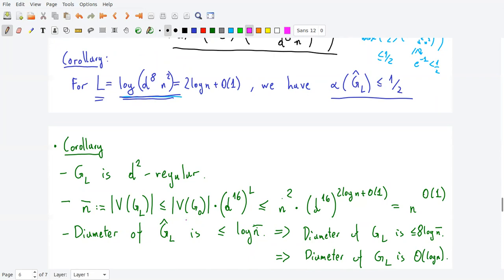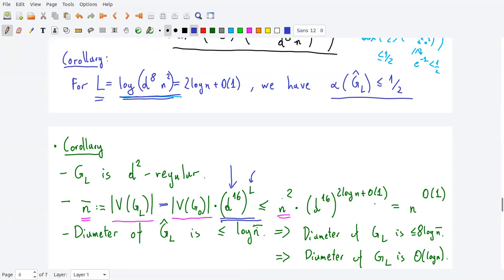So the size of the vertex set of GL, call it n bar, is the number of original vertices of G0, which is upper bounded by n square, because this is at most the number of edges the original graph G has. It is bounded by n squared times the total product of the vertex sets of those graphs H with which we zigzagged. We zigzagged capital L times, and every time we zigzagged with a graph whose number of vertices was d to the 16. So here we've got this bound on the number of vertices. Actually, this will even be an equality.